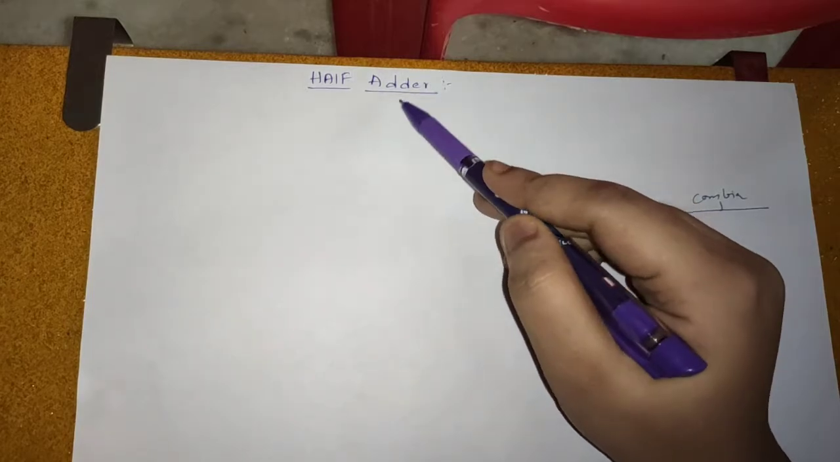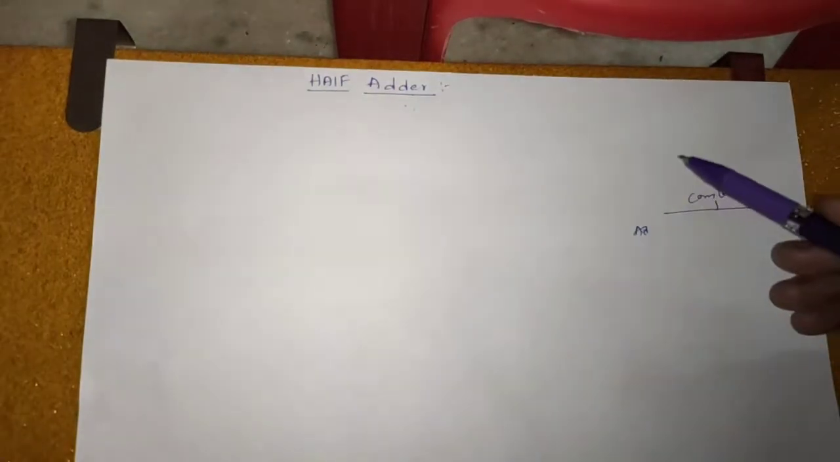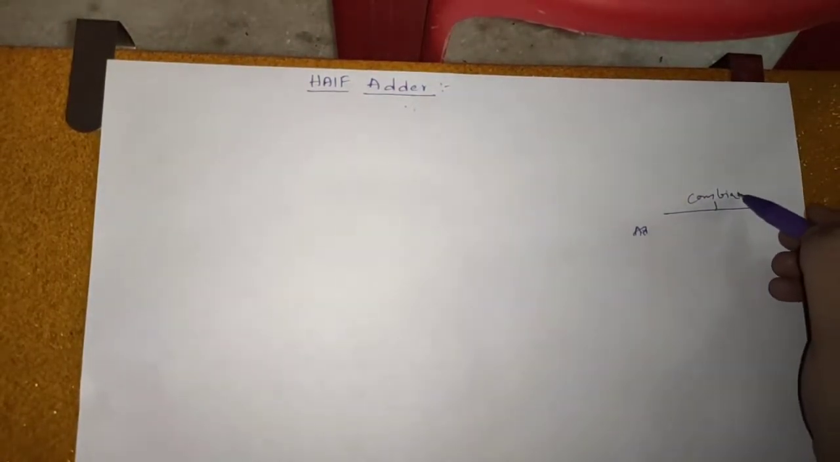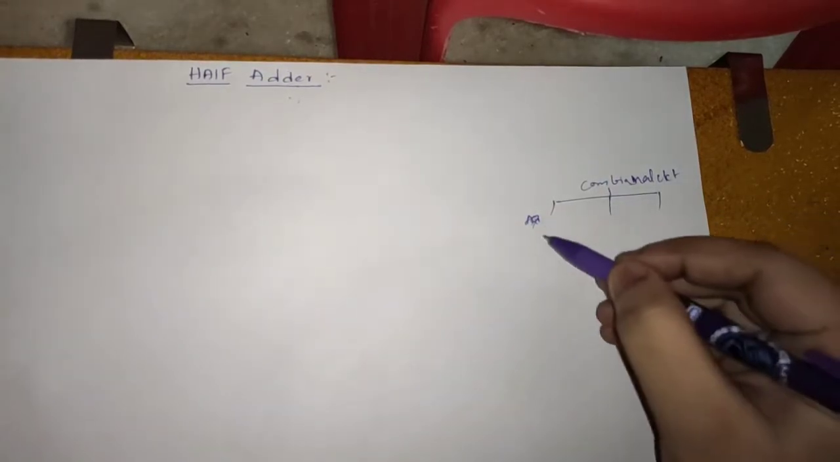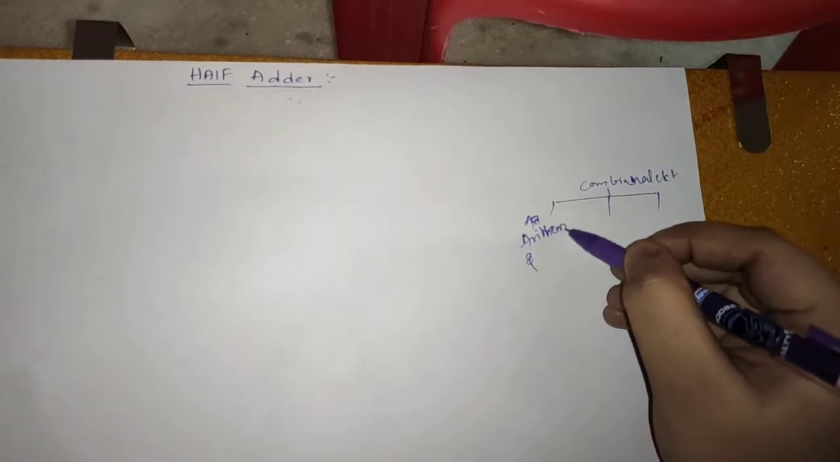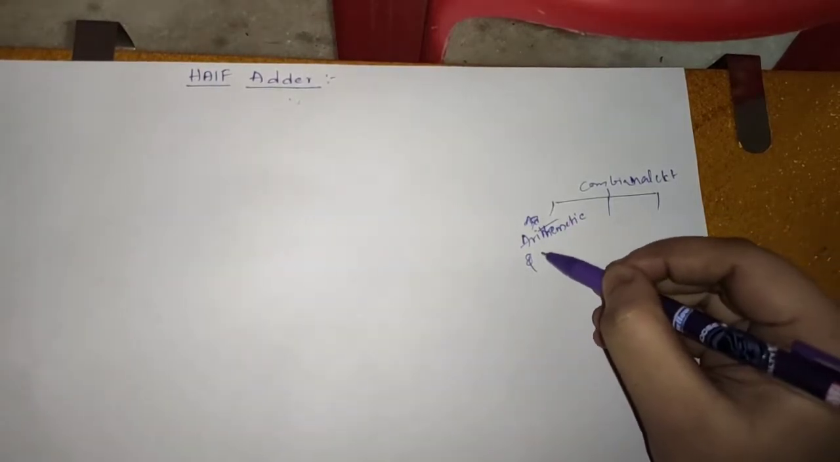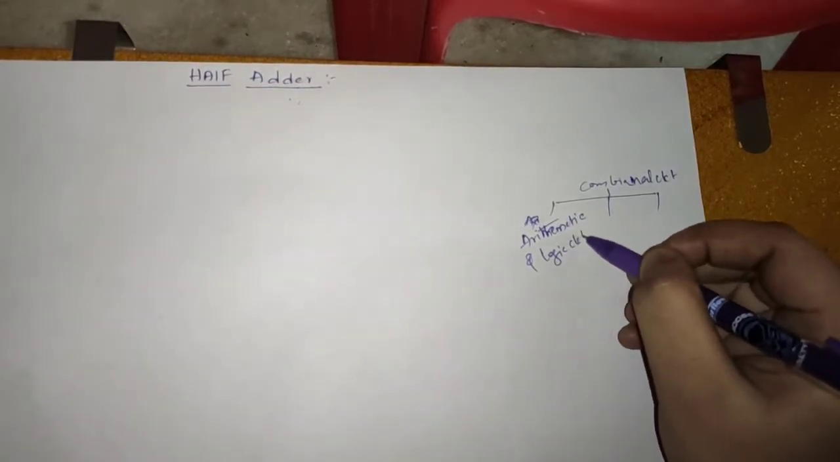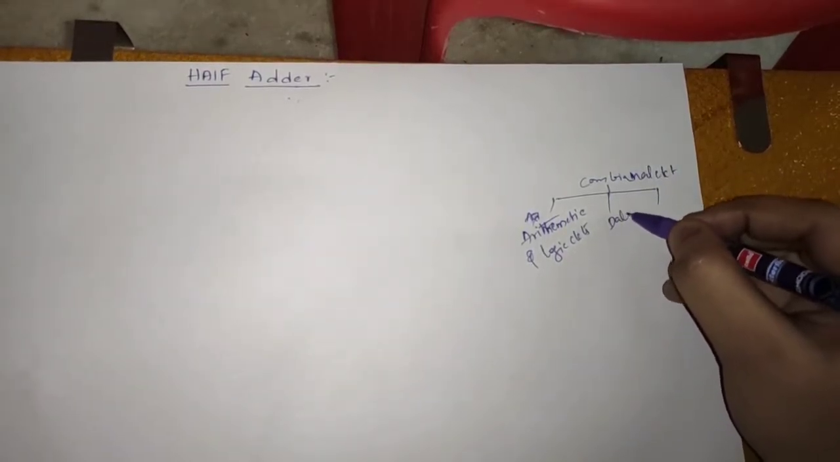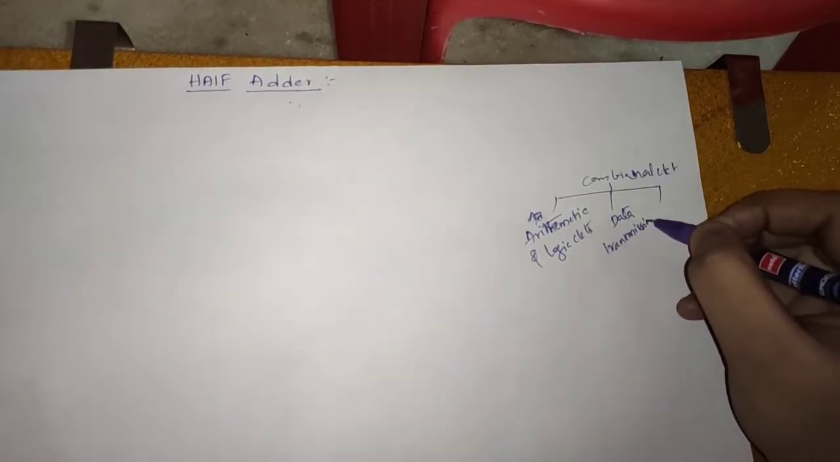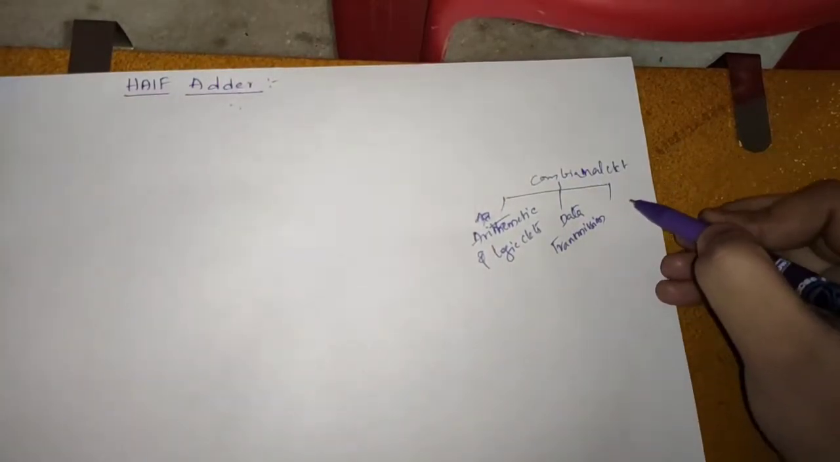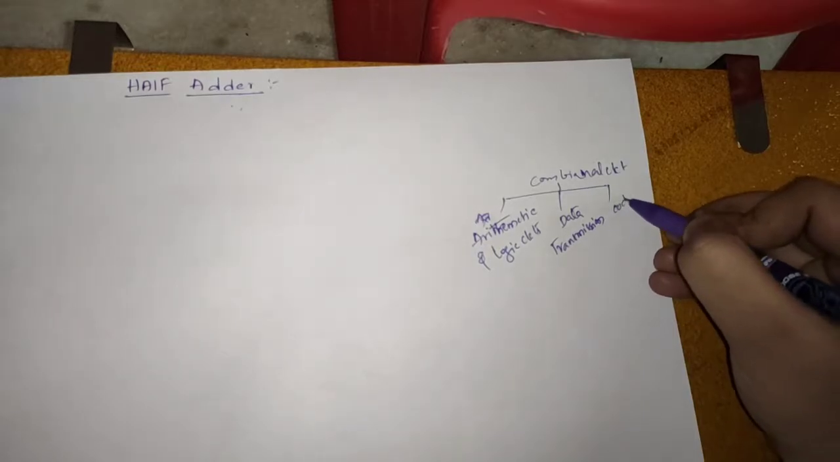Before going into this, we need to go into the adders concept, and before that we need to know that combinational circuits are divided into three parts. The first one is arithmetic and logical circuits, the second is data transmission circuits, and the third one is code converters.